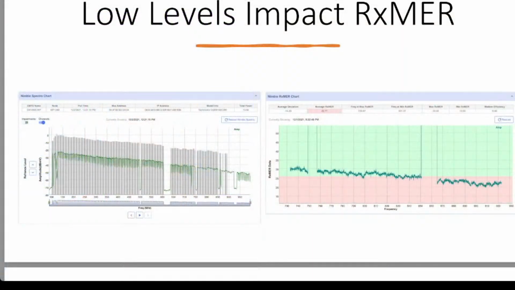What was the level in the example? It was pretty low, right? You look at the gray bars, the level of the OFDM channels is right around minus 20 dBmV. Yeah.